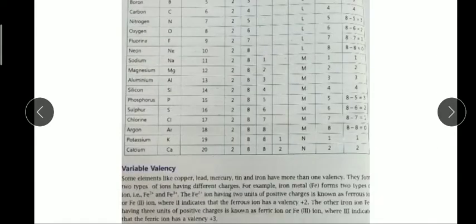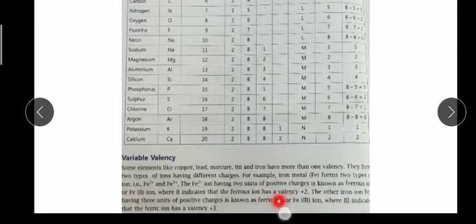Now, based on variable valency, like I told you, copper, lead, mercury, tin and iron have more than one valency, and that's why they can carry different charges. For example, iron metal exists in two forms. If Fe2 plus is there, it is in cation form. When it donates 2 electrons, it carries 2 units of positive charge, so it is called ferrous ion. If it donates 3 electrons, Fe3 plus, it is called ferric. Here you can see it is also written ferric.